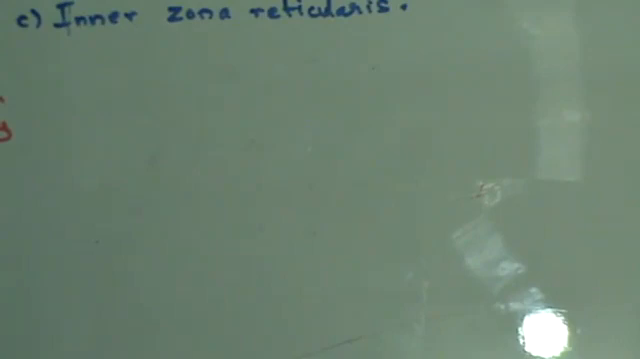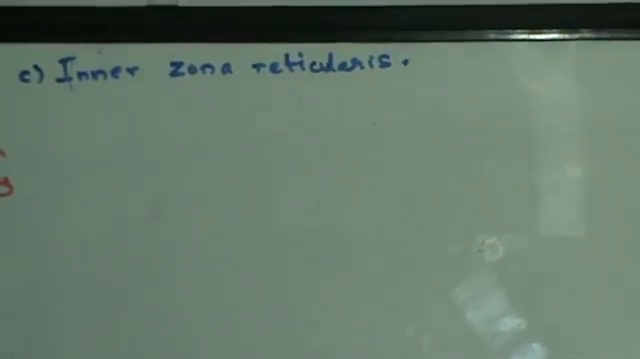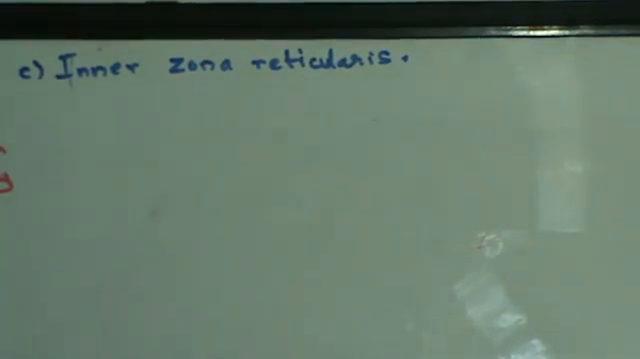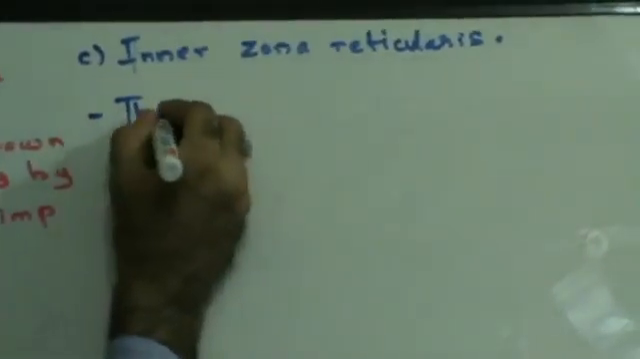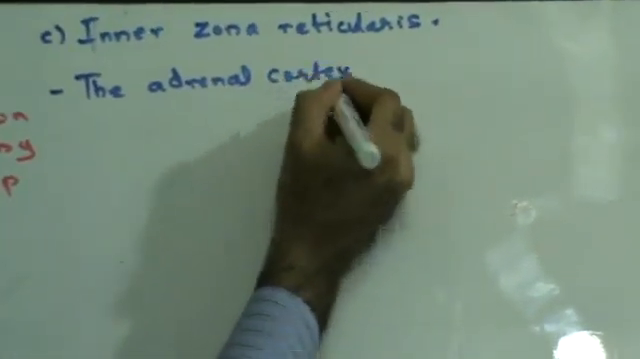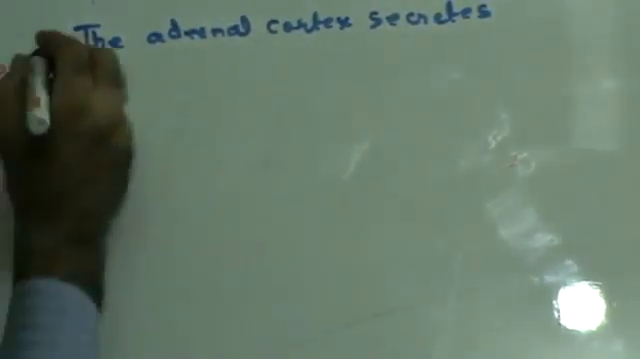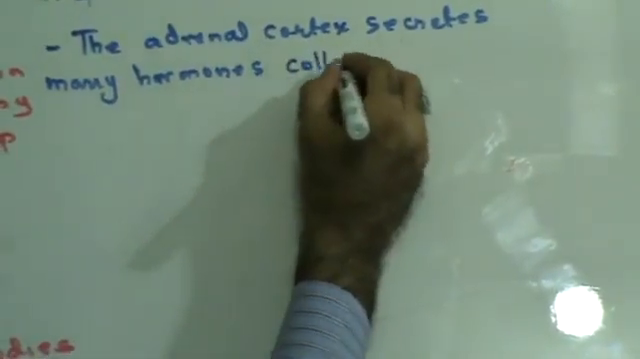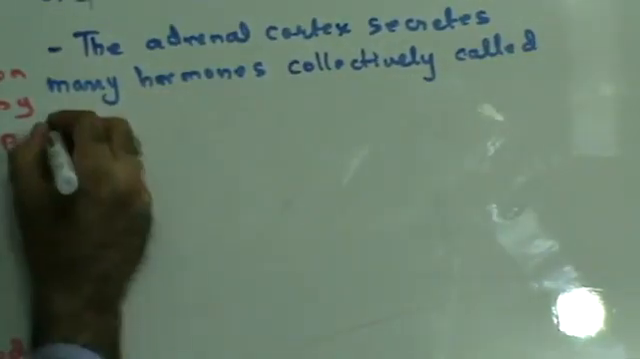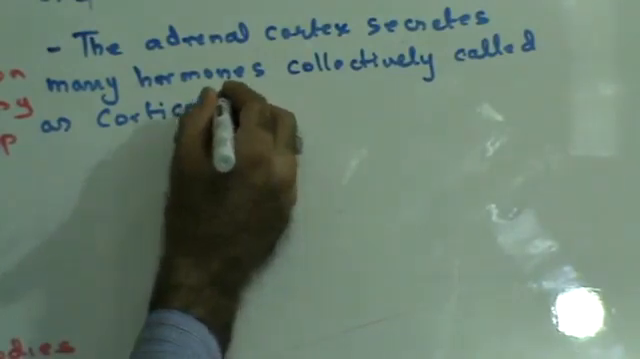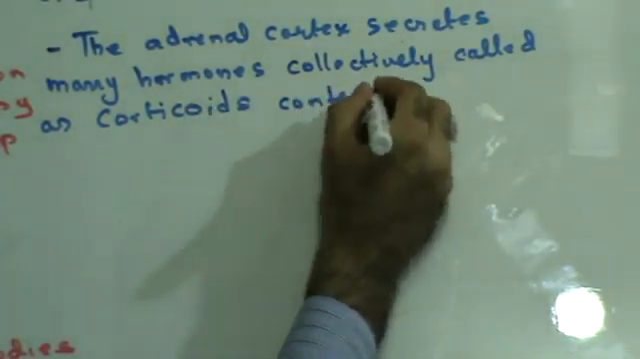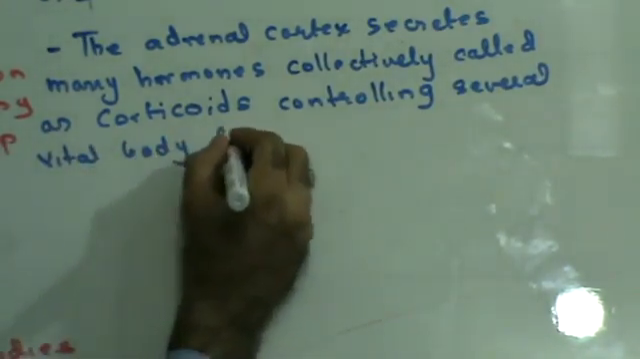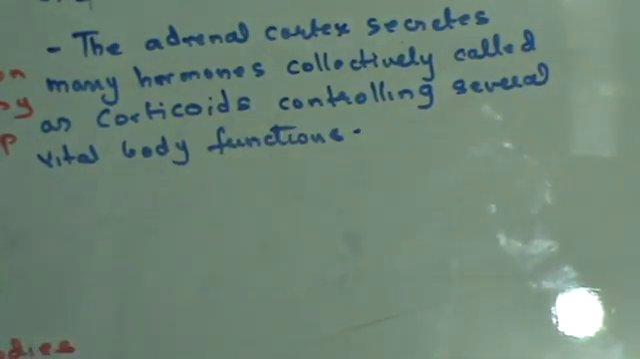Now, what does the adrenal cortex secrete? It secretes many hormones collectively called corticosteroids, controlling several vital body functions.